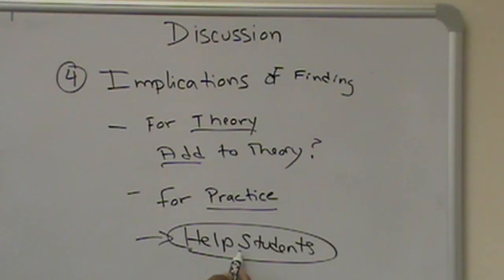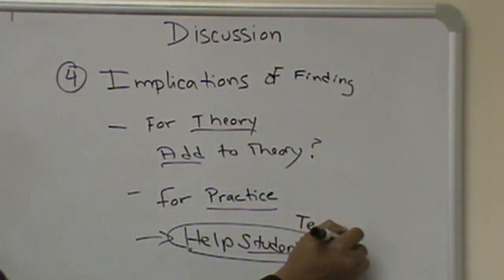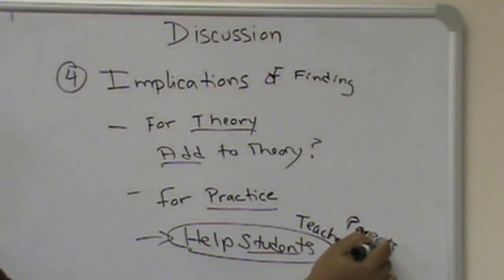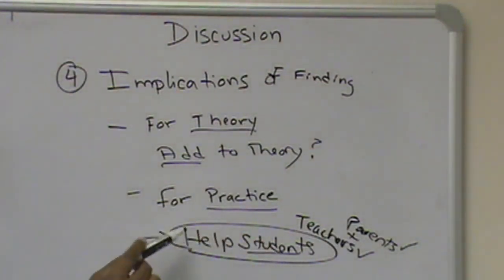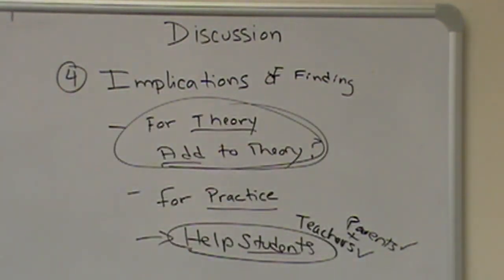But maybe not just consider the students. What about teachers, of course? So don't forget them. Parents, really all the players involved. How does it impact parents? How does it impact teachers? And talk about that. So this is the practical side to your findings, and talk about how it's going to help this or change this and so forth. And then, does it lend itself to a theory and provide more support, or add to it in some other way, right?